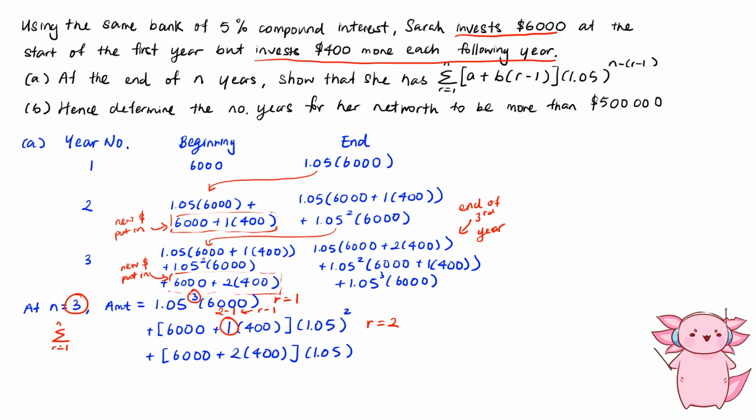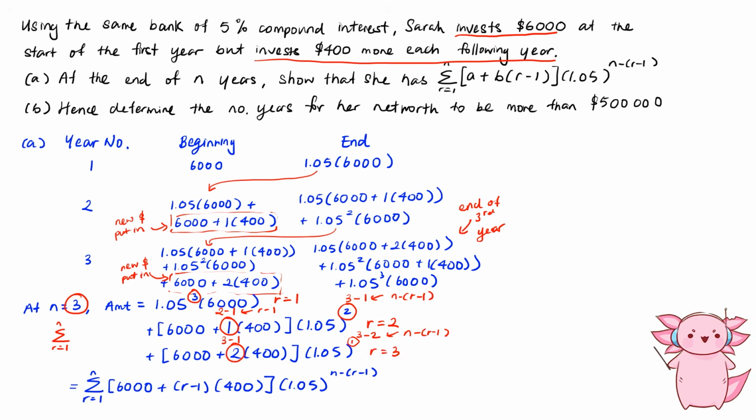So there's only like 1 of the 400. So we know that it's r minus 1 times 400. And the power of 1.05 is 3 minus 1, so we can rewrite this 1 as r minus 1 as well as n minus r minus 1. Then just doing the comparison, a is equal to 6,000 and b is equal to 400.